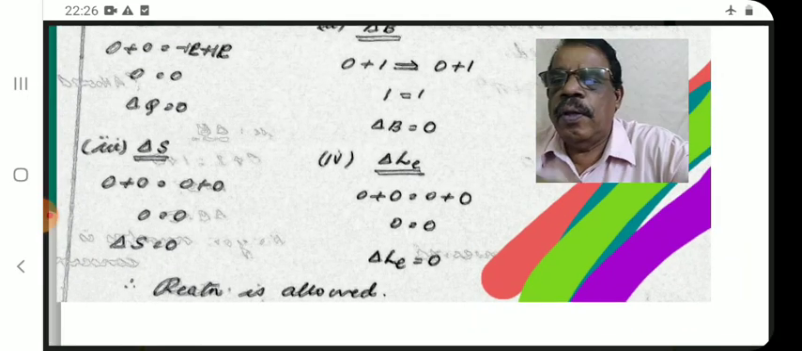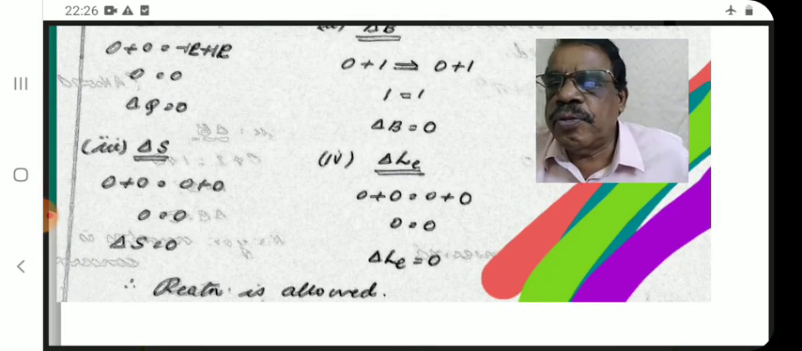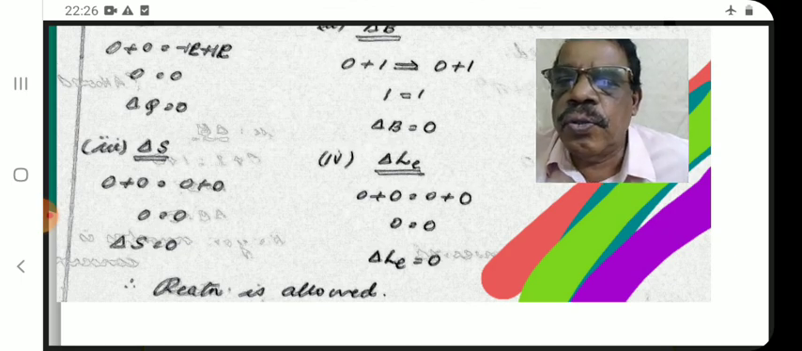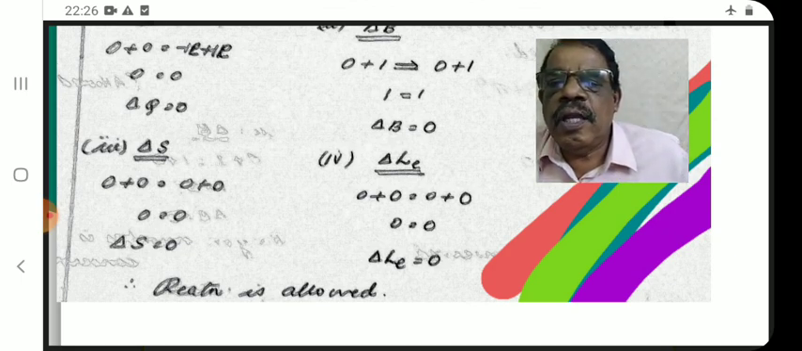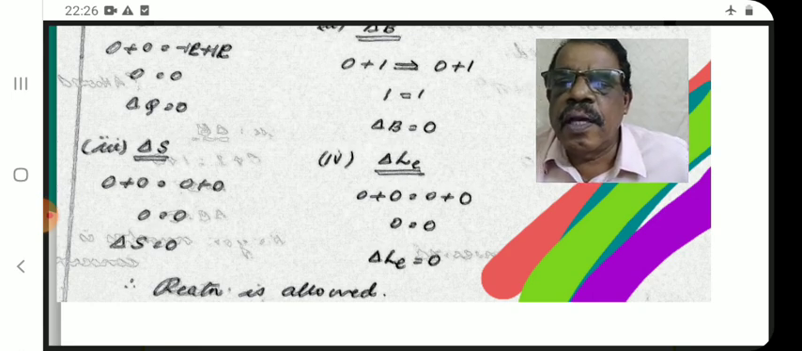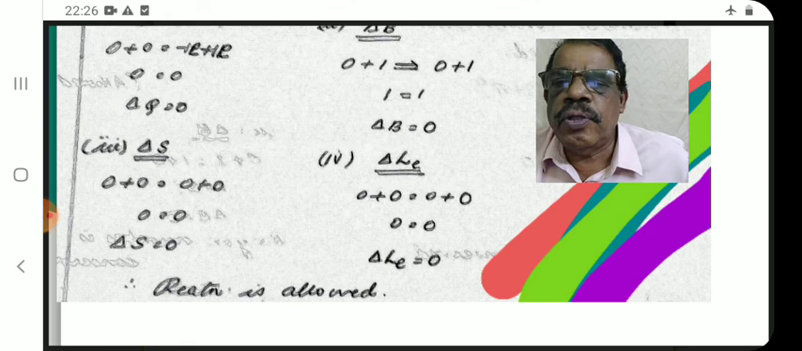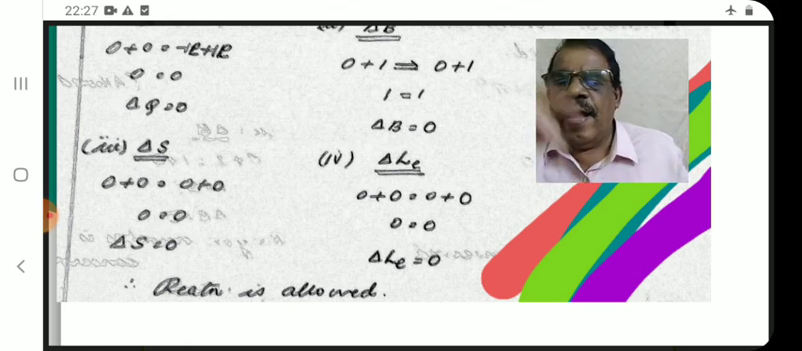Delta S, all particles are familiar, therefore 0 is equal to 0, delta S is 0. Then electron-lepton number, no particle is a lepton, therefore 0 plus 0 equals 0 plus 0, delta L is 0. The reaction is allowed.